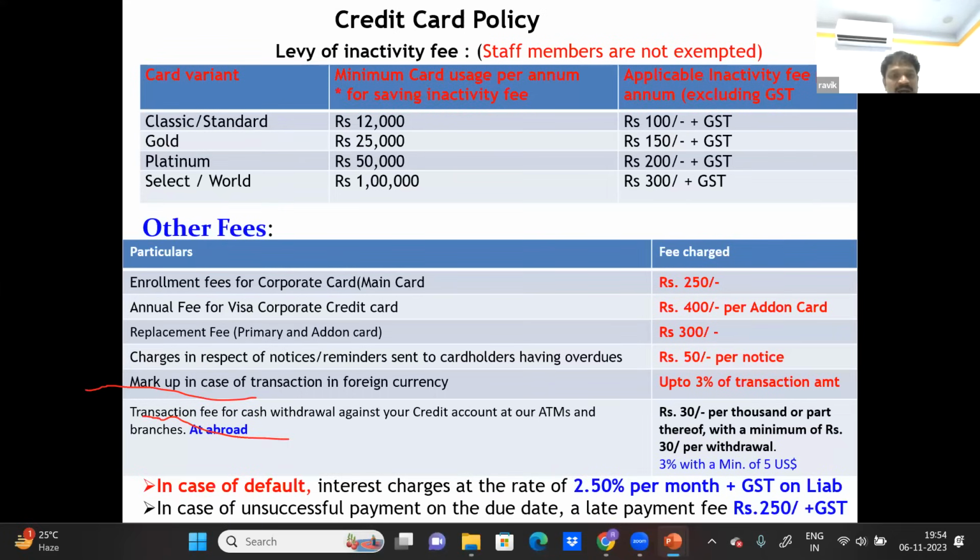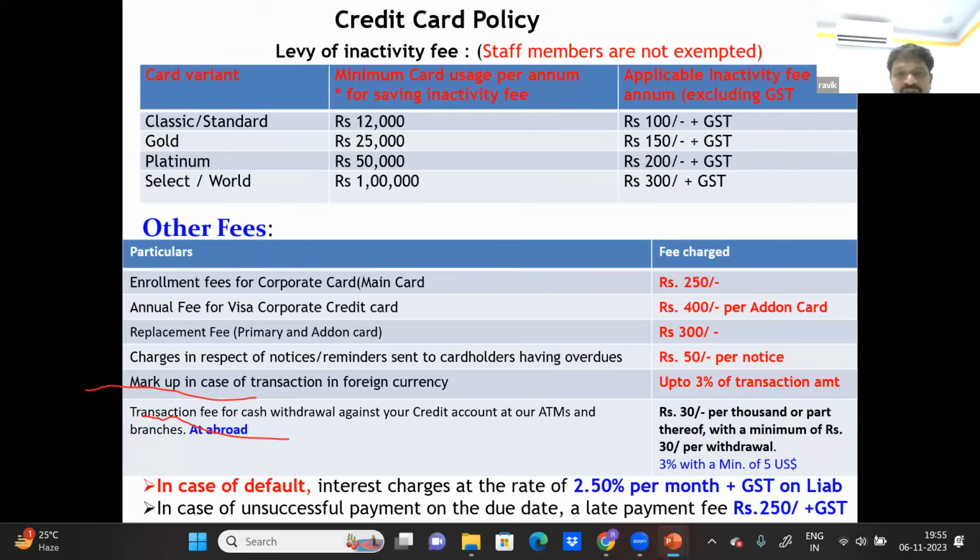Now let us see other fees. These are the fees. Annual fee for corporate credit card is 250. Annual fee for Visa corporate credit card is 400 per add-on card. Replacement fee, primary or add-on card, lost and all, 300 rupees. Charges in respect of notices. If any overdues are there, if you have given a notice, 50 rupees per notice. Foreign exchange transactions, if they do, we will charge markup fees. That is 3%. Already I discussed.